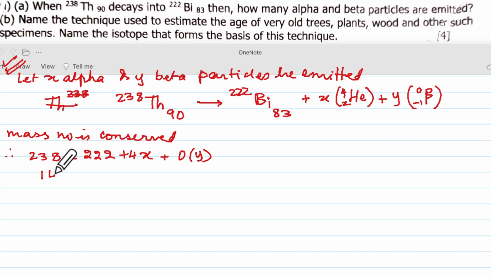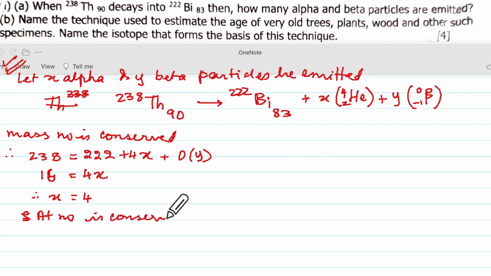38. 8 minus 2 is 16, right? Yes, ma'am. So 16 is equal to 4x. X equals 4. Then what will you say? X equals 4. So now you will say atomic number. Atomic number means the lower number, which is conserved.